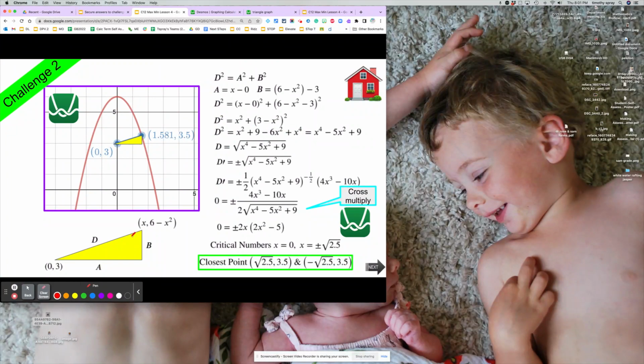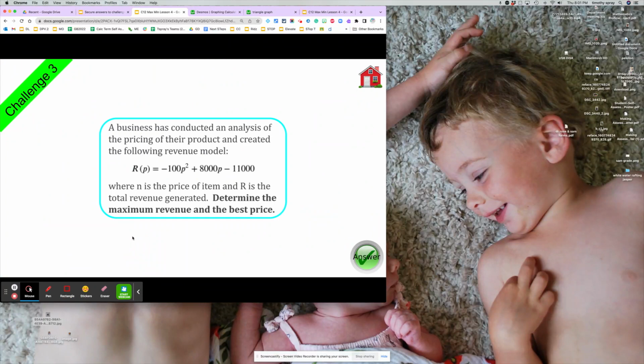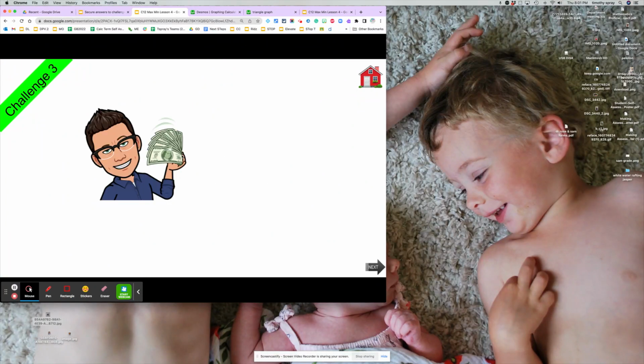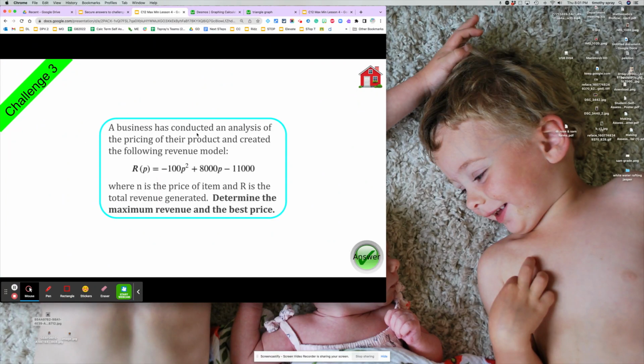All right, let's look at one more challenge. Okay, so this guy here says a business has conducted an analysis of pricing for their product and created the following revenue model. Okay, what do those variables mean? P, where n is the price of the item and R is the total revenue. So I'm going to take a guess that this should have said N and N and N there. So that's a mistake in the question.